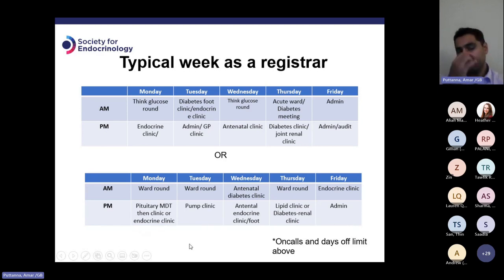So again, this is to give you an idea of some of the possibilities as a registrar which I had. On-calls and days off were limited to the above, of course, but generally I had a very good training in the West Midlands. It was very receptive to what I wanted and what I needed and what I chose. I kind of shaped it, which was quite nice, and I had a supportive team.